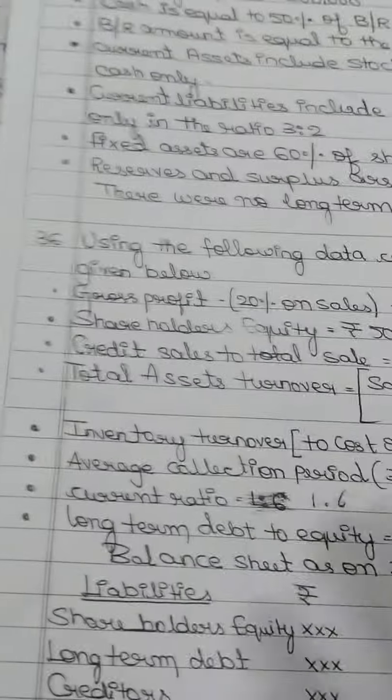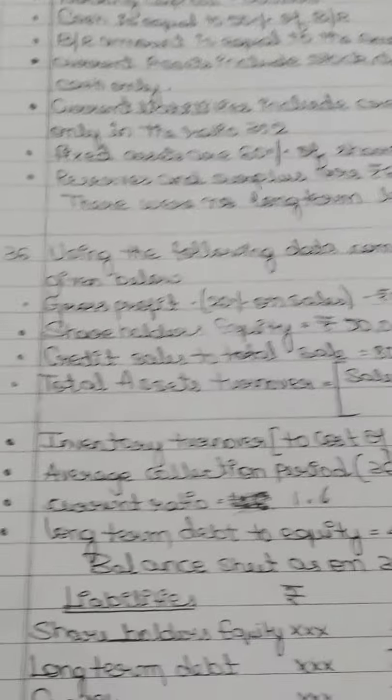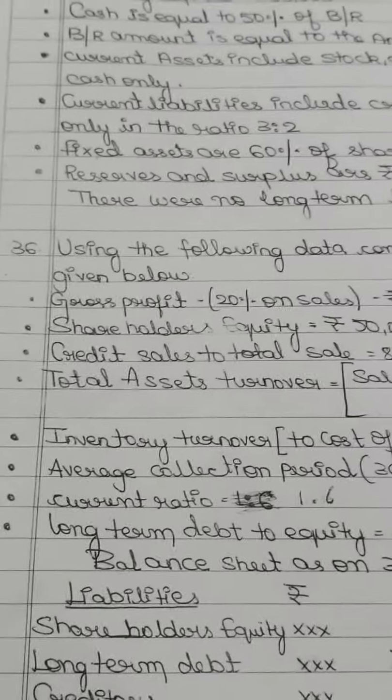Now, an interesting question. In the previous two sums, we used to find information regarding only the balance sheet. Here also we need to find balance sheet items only, but with the help of the profit and loss account also. So you need to analyze each and every point.